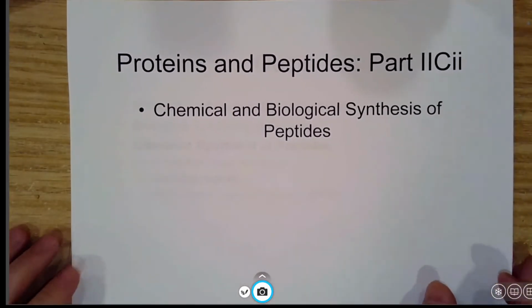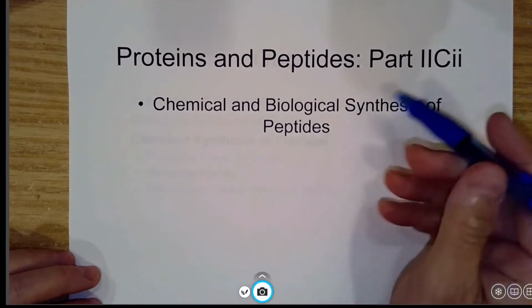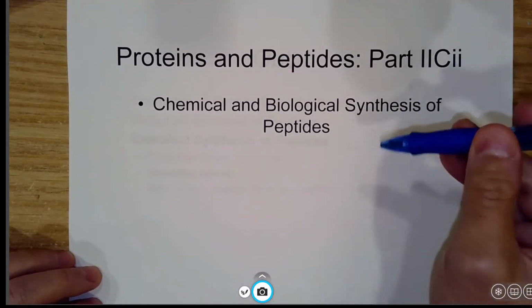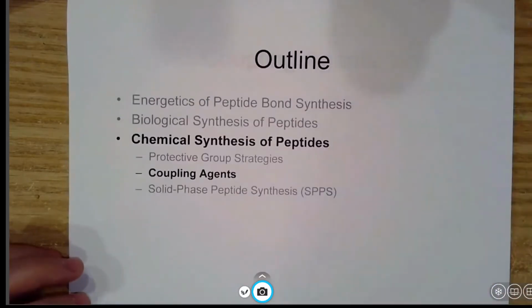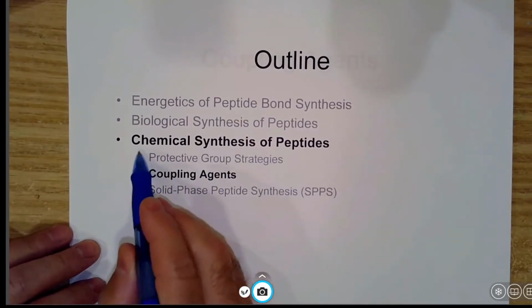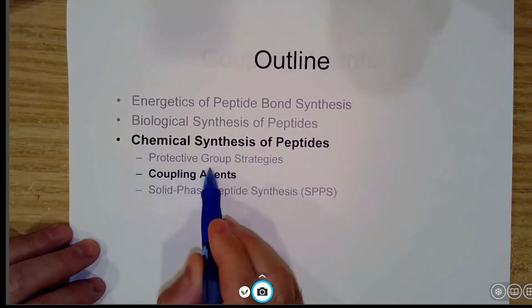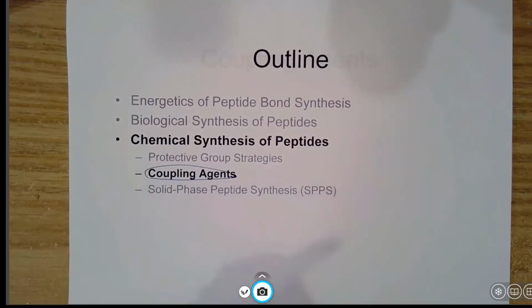We are going to talk about part 2C2, the chemical and biological synthesis of peptides. And here again is just a quick outline of where we are on that roadmap. So last time we talked about protecting group strategies, and now we're going to talk about coupling agents.